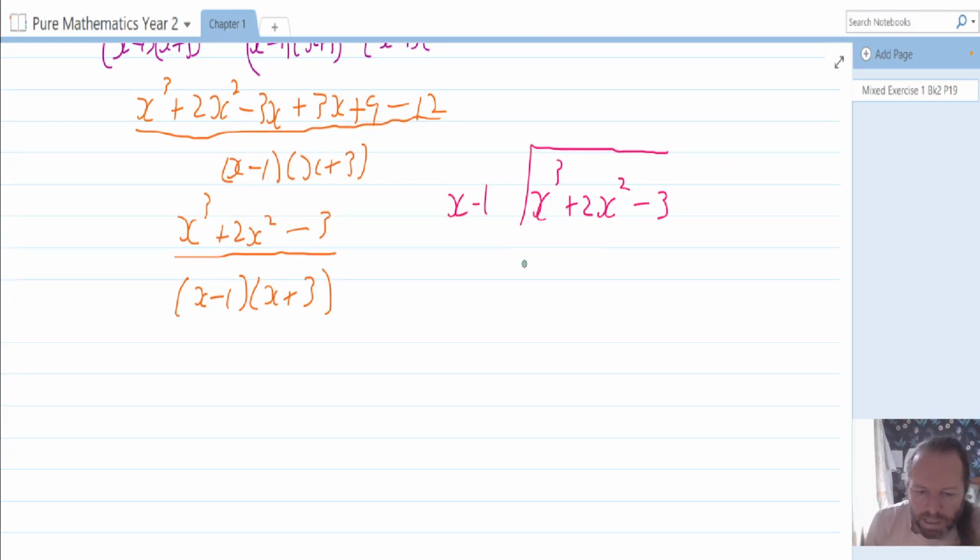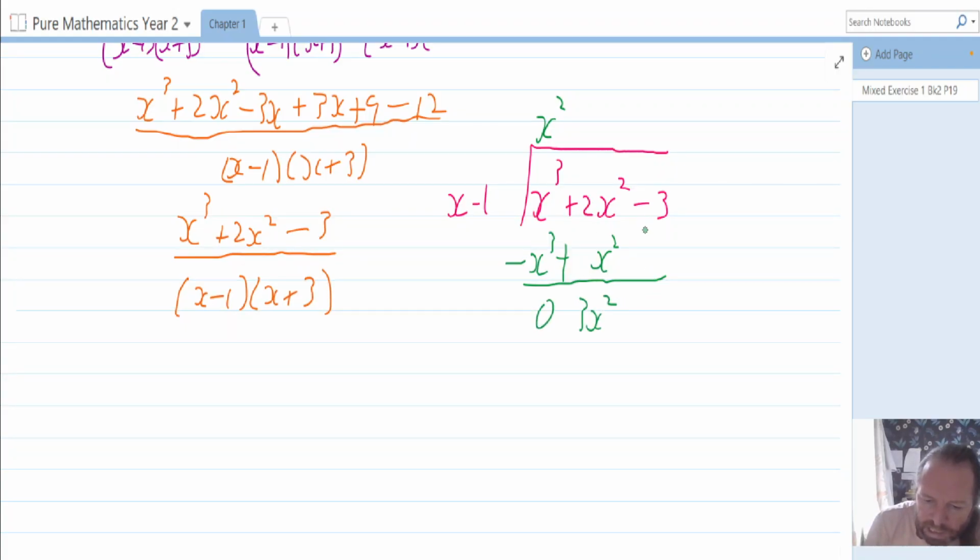Right, how many x's go into x cubed? Well, that would be x squared. Multiply down, x squared times x gives me x cubed. X squared times minus 1 is minus x squared. I need to do a takeaway on that, so that becomes a takeaway. This one becomes a plus, doing the change of signs. And so that becomes a 0. This becomes a 3x squared, and the minus 3 just comes down.